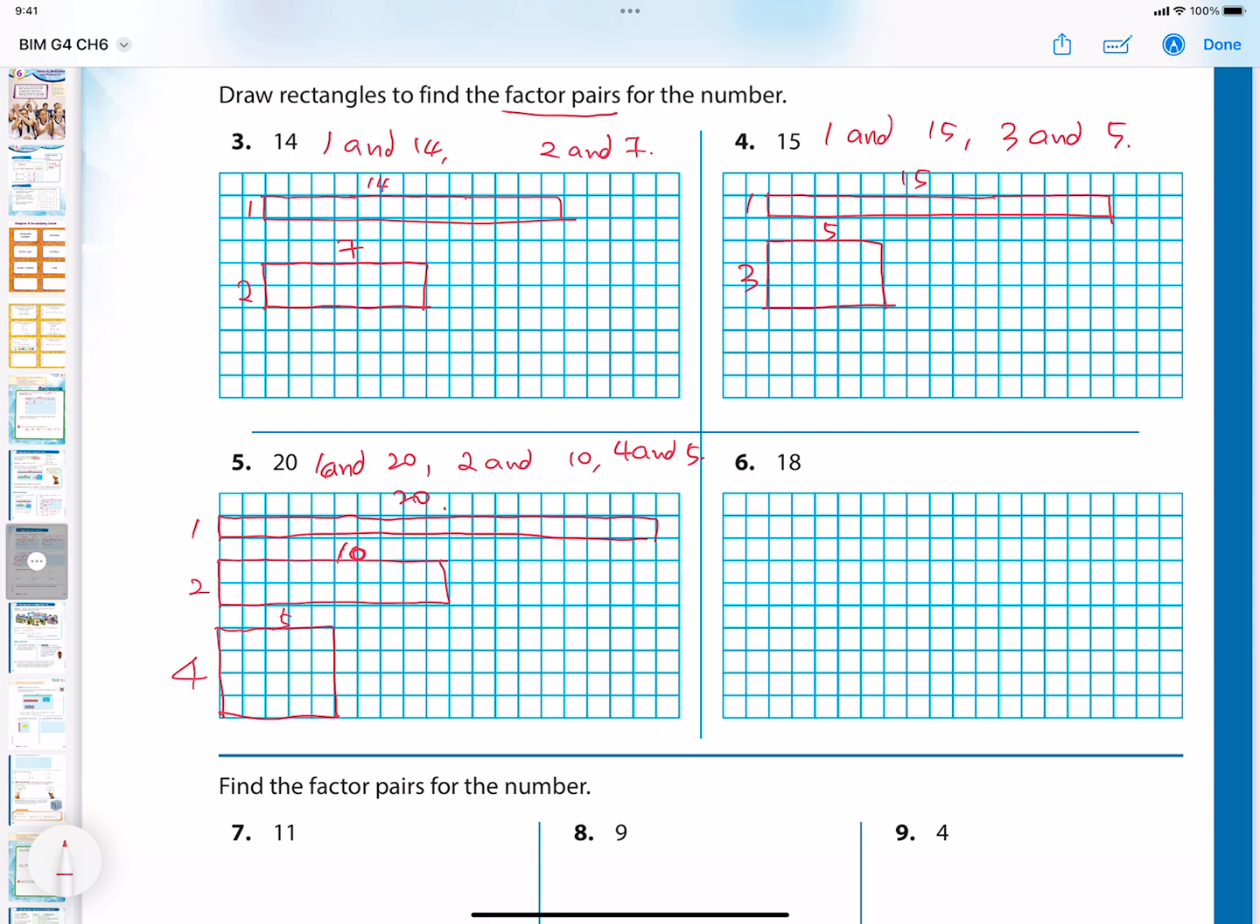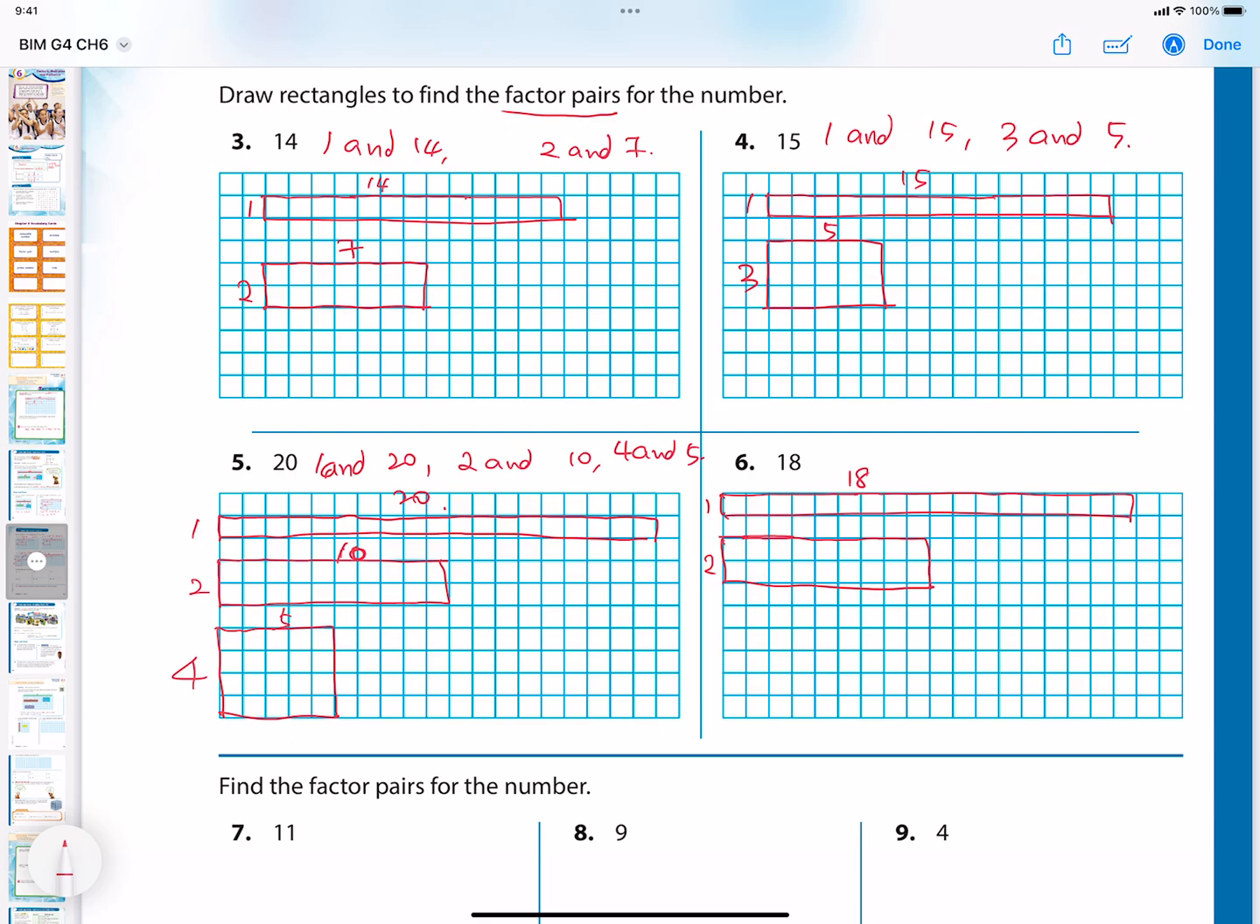Okay, number 18. I know 1 times 18 is 18, so 1, 2, 3, 4, 5, 6, 7, 8, 9, 10, 11, 12, 13, 14, 15, 16, 17, 18. Always, 1 and number itself is always factors, okay? Now, since this is what? Yes, even number. 2 times, I know, 9 is 18. 1, 2, 3, 4, 5, 6, 7, 8, 9.